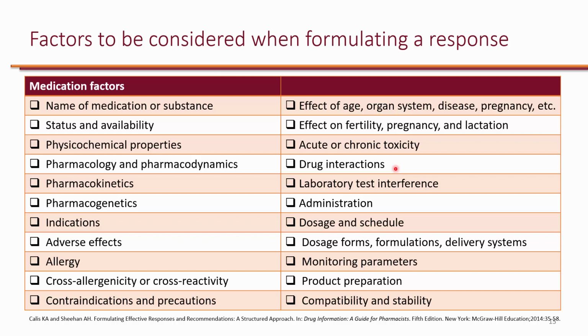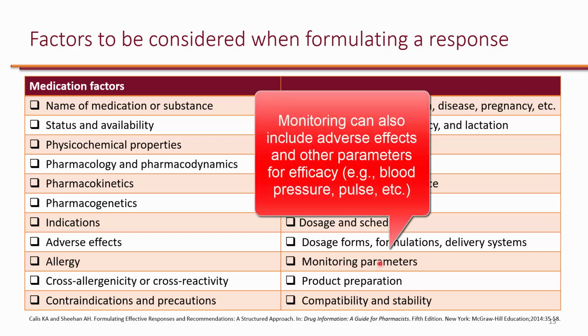administered. You want to look at laboratory test interference. Some drugs interfere with certain laboratory tests. Administration is referring to the route of administration. So, is it oral? Is it intramuscular, intravenous, subcutaneous, rectal, etc.? And for monitoring parameters, some drugs, but not all, actually need to have therapeutic drug monitoring. So there are target levels for certain medications.